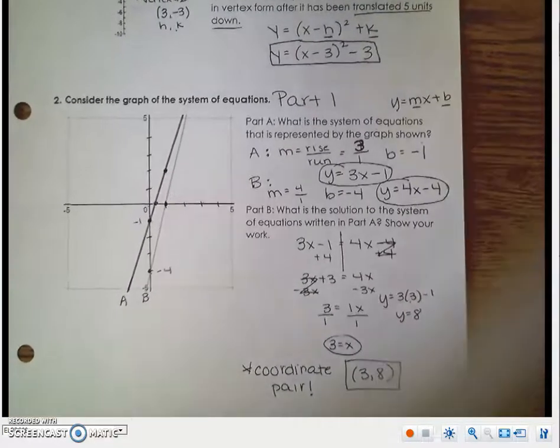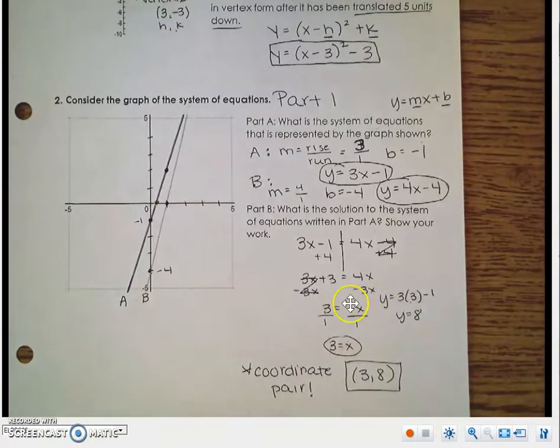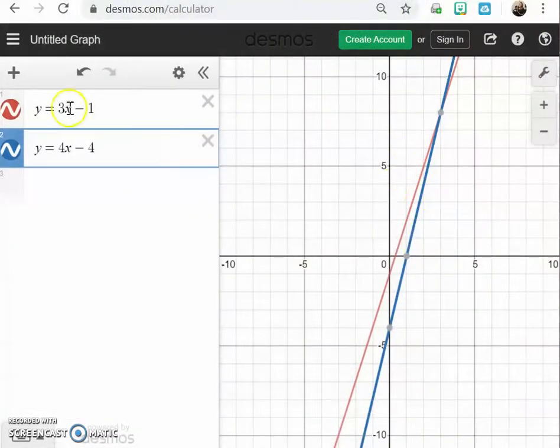So I just told you two different ways. You can do it algebraically by setting both of your equations equal to each other, or you can use Desmos to graph both of them and find their intersection. Either way, you should get the same answer.